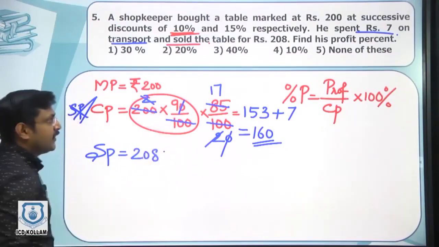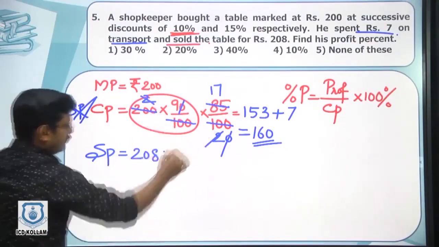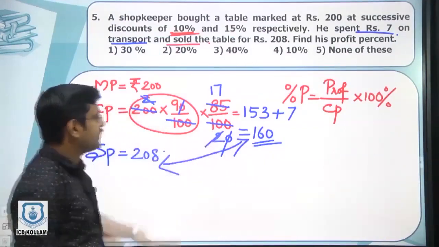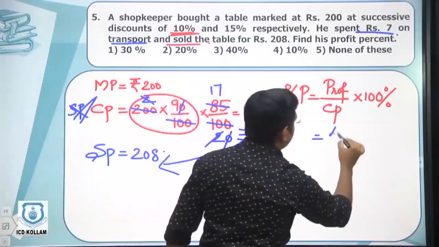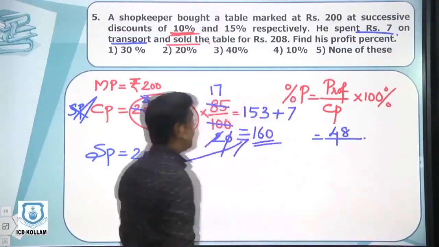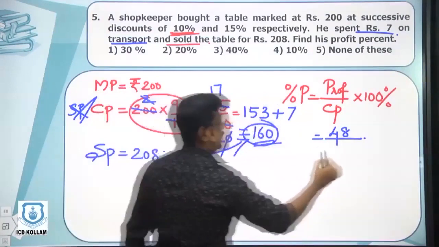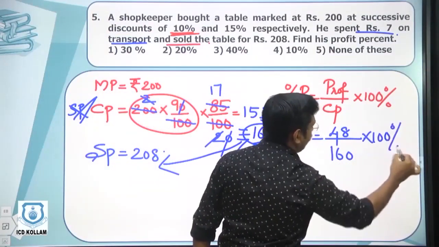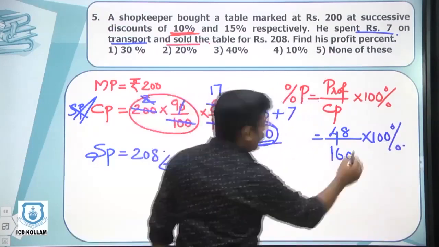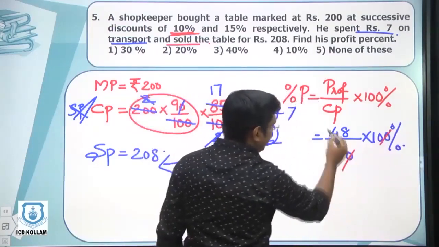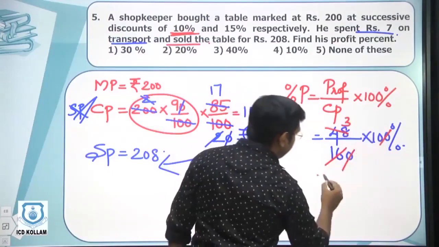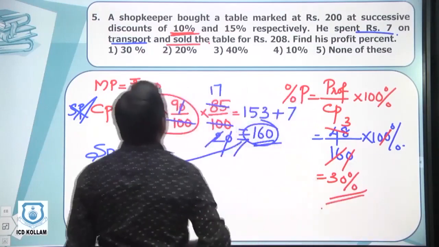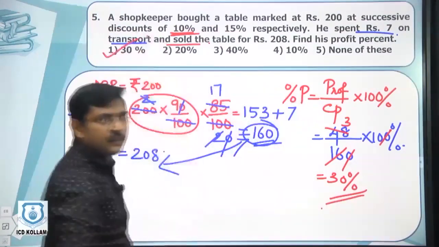Then we can easily find the profit percentage, right? So the difference is the profit. So 208 minus 160, that is 48. So 48 with respect to CP. CP here is 160. 160 is what percentage? Solving this, cancelling these two zeros, 16, it is 3 times, so 3 into 10, so it is 30%. That means the profit percentage here for this question is 30%, option number 1, answer.